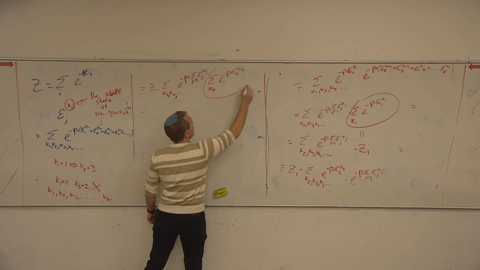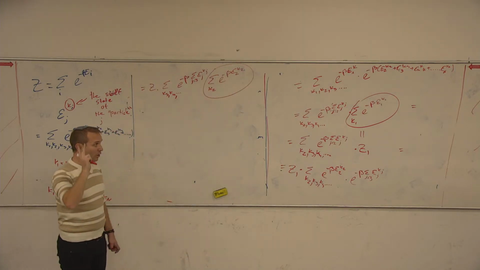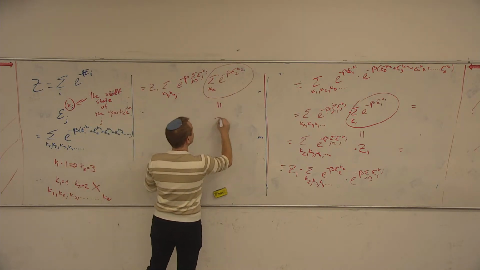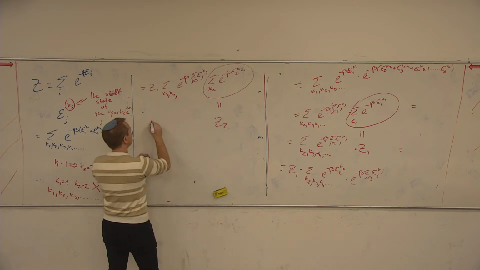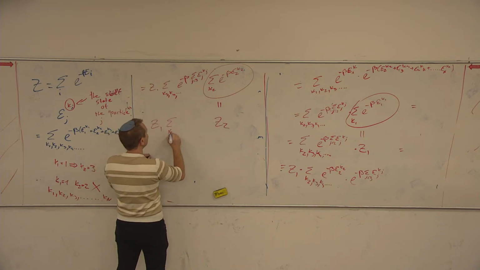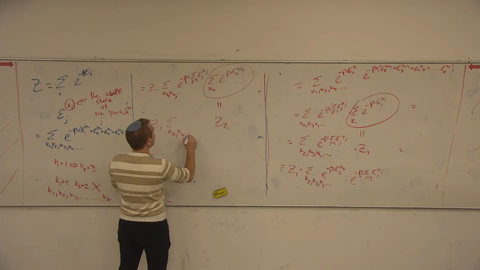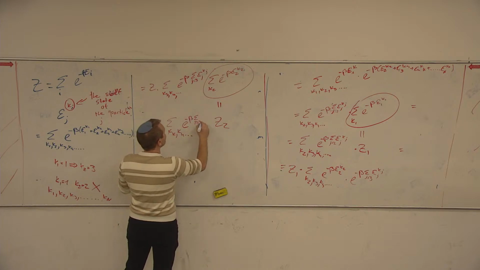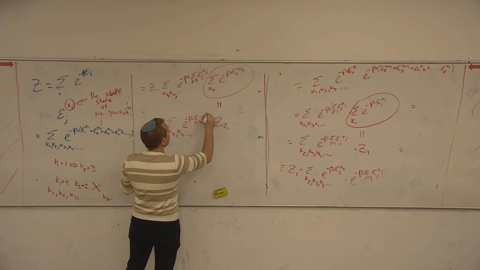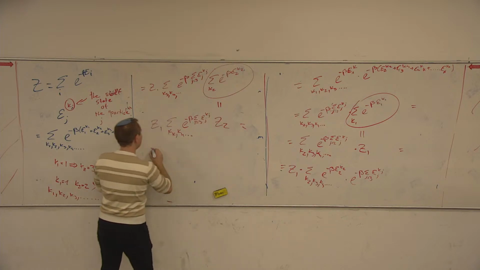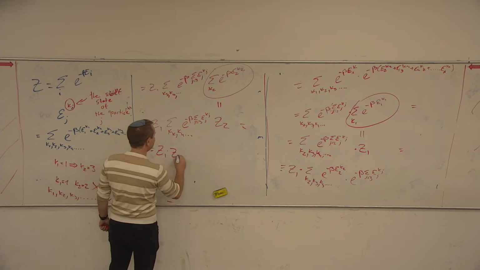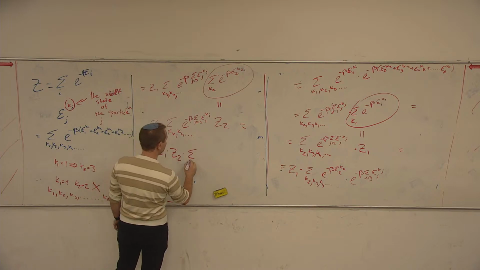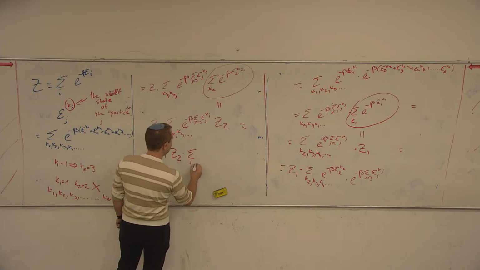What is this? The partition function of the second particle. So this is z2. And what am I left with? z1 multiplied by the sum over k3, k4, etc. of e to the minus beta sum over j from 3 of epsilon j kj. And this is z1 multiplied by z2 multiplied by this sum over k3, k4, etc.